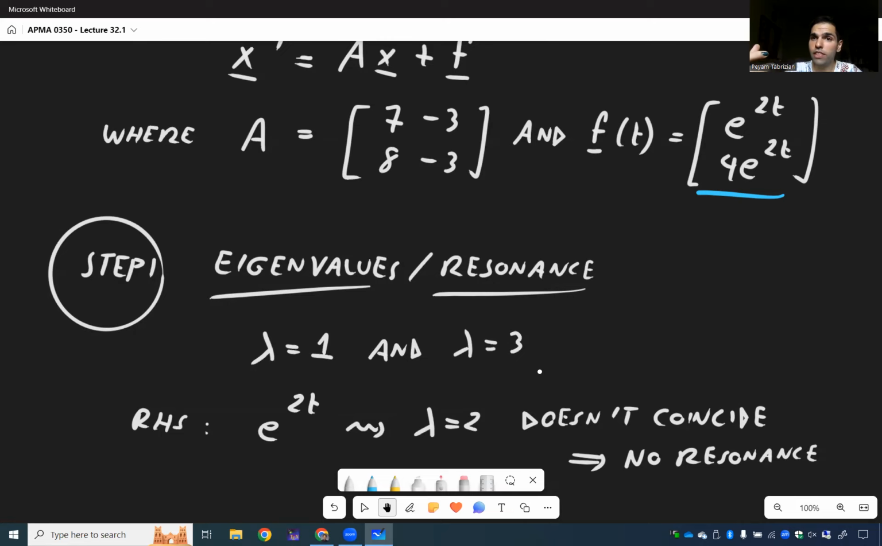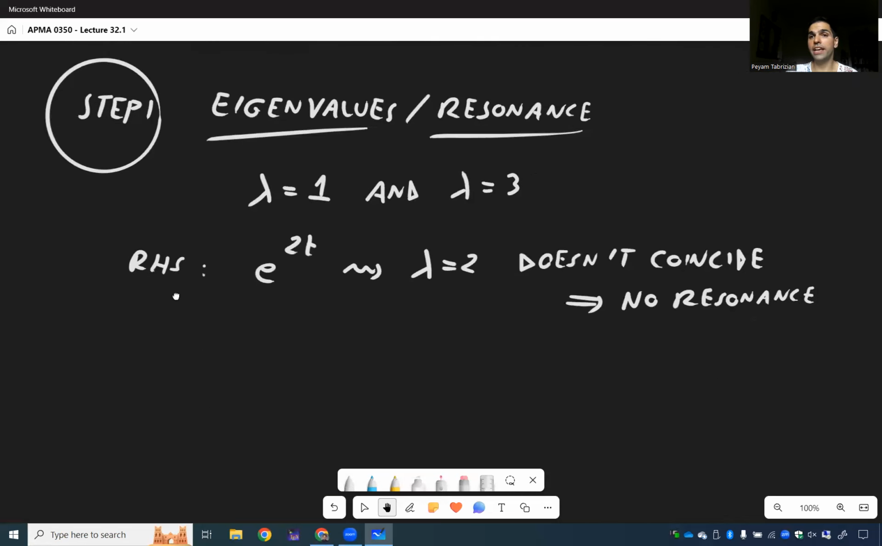And again, the beautiful thing is, if we just want to find a particular solution with undetermined coefficients, you don't need to look at the eigenvectors. You just need to check the eigenvalues for resonance. Okay. Now let's do undetermined coefficients.